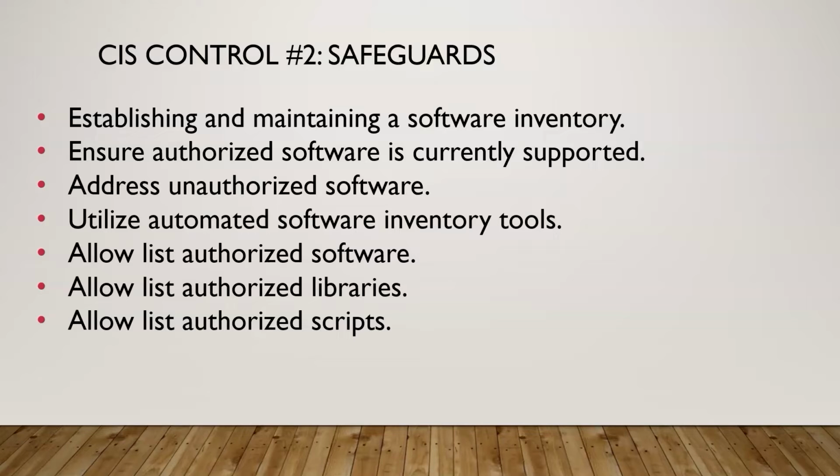Another safeguard is utilizing automated software inventory tools. Again, this really helps you. It's unrealistic at an enterprise level for you to go manually into each system. Creating an allow list for authorized software libraries and authorized scripts. So again, making sure that you're getting software from the right locations, from the actual vendor, and not from some cheap website that says, hey, get the latest version here.